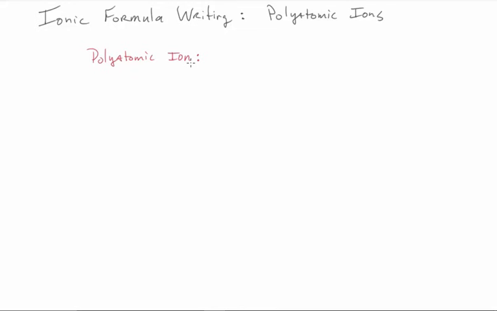Today what we're going to do is take a look at ionic formula writing. This is a continuation of all the ionic formula writing that we've done so far. We've looked at main group elements, we've looked at ionic formula writing with transition metals, and today we're going to add just another little quirk to it, and we're going to throw in some polyatomic ions, all right?